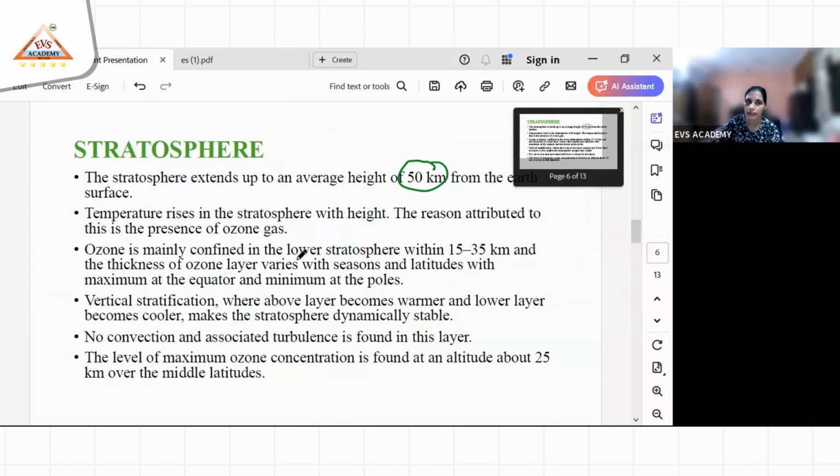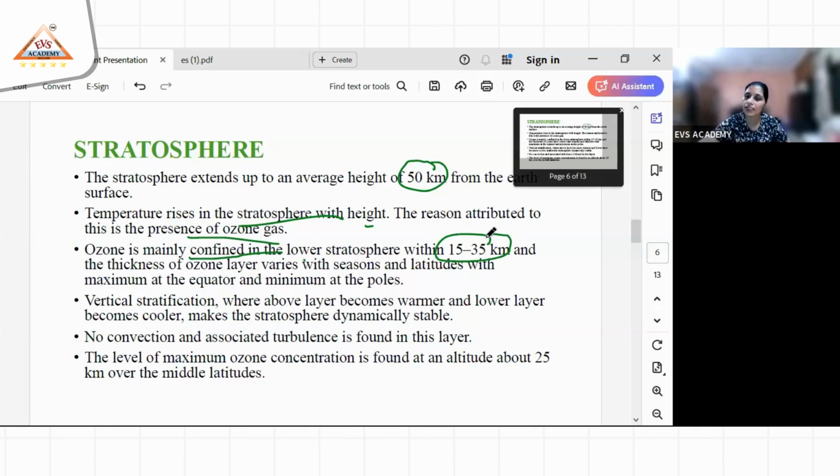Now this is the height. Temperature rises in the stratosphere with height, as I told you before. The reason attributed is the presence of ozone gas, because we all know that the stratospheric layer contains the ozone layer which protects us from harmful UV radiation. Ozone is mainly confined in the lower stratosphere, within 15 to 35 kilometers.